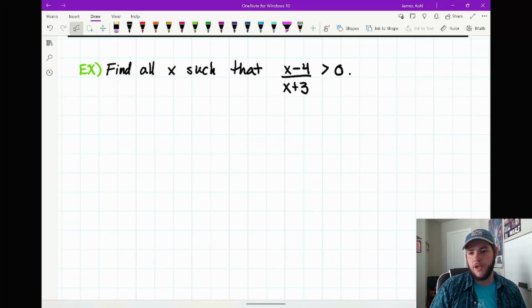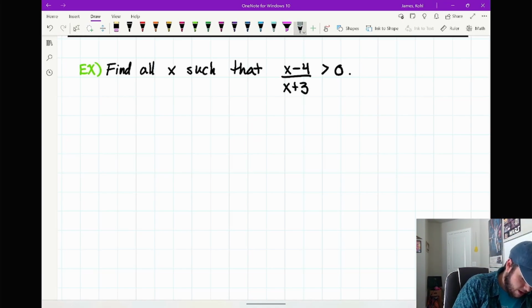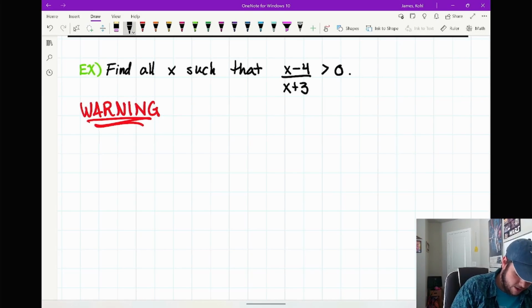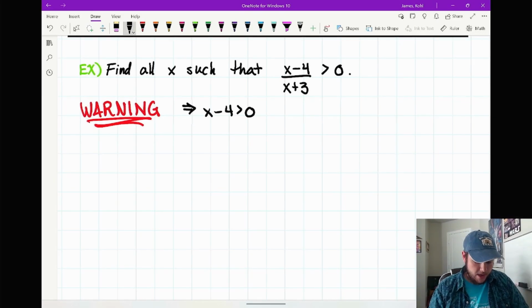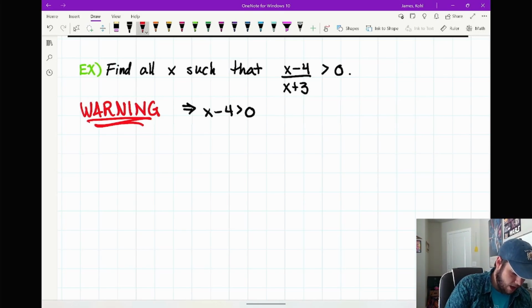What I mean by that are inequalities like this guy. x minus 4 over x plus 3 is greater than 0. It is tempting to multiply the x plus 3 to the other side, in which case we'll just lose it. But here's the problem, and this comes as a warning. We should not write x minus 4 greater than 0, because the denominator still contributes to the sign of the left-hand side. So it is important to consider it here.